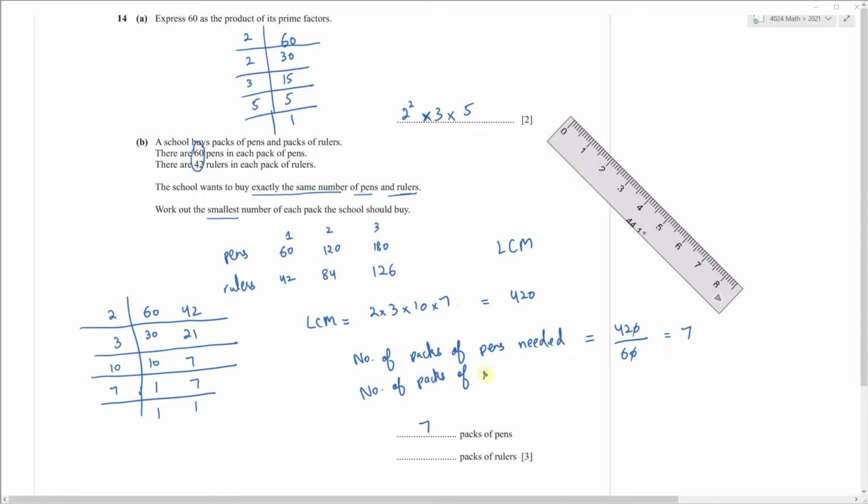And then the number of packs of rulers needed. So again, you're buying 420 rulers. Let me write it down here. So you're buying 420 rulers, and each pack has 42 rulers. So this is 10 packs of rulers. So the school needs to buy 7 packs of pens and 10 packs of rulers, and they will get the exact number of pens and rulers, which is 420. So they'll get 420 pens from the 7 packs of pens, and they'll also get 420 rulers from their 10 packs of rulers. So that's how you will solve this problem.